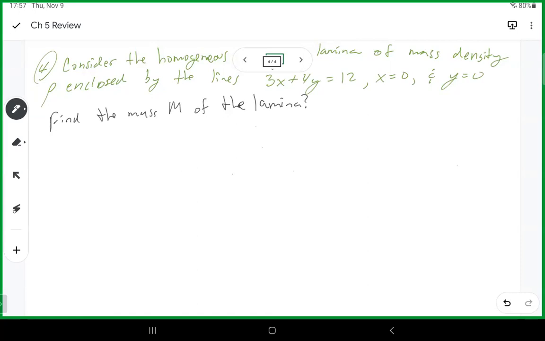So the region R is enclosed by the lines. So R is a right triangle. The first leg is 3 units, and then the second leg is 4 units. So you guys all should be able to have an idea of what that looks like in your head, but I will be nice and bring it on over to the side just for the sake of completion.